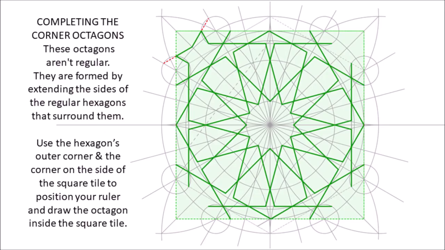So use the next two slides to complete the corner octagons correctly. These octagons aren't regular. They're formed by extending the sides of the regular hexagons that surround them. Use the hexagon's outer corner and the corner on the side of the square tile to position your ruler along that red dotted line and then draw the octagon inside the square tile. Do this in all four corners and your tile is complete.